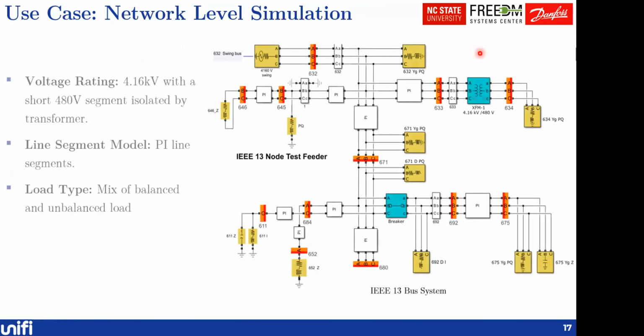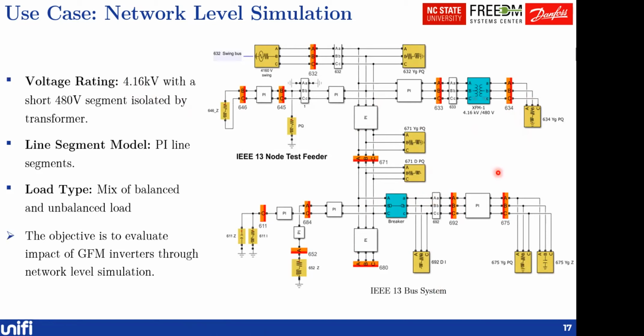The first one is for a network level simulation. For that, we have chosen the IEEE 13 bus system. It's a radial distribution network with the majority of the lines rated at 4.16 kV, but it also has a short 480 volt segment located on the feeder node 634. The line models are designed as pi line segments. And as for the load, it has a mix of balanced and unbalanced loads. The objective is to evaluate the impact of GFM inverters through network level simulation, and how the SIL environment can help us with that, I'm going to talk about next.